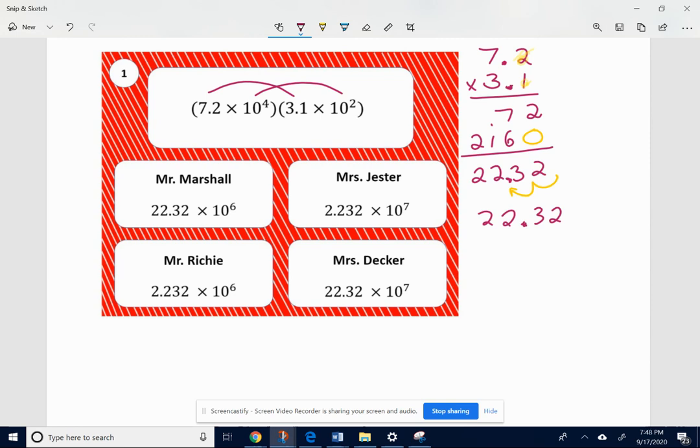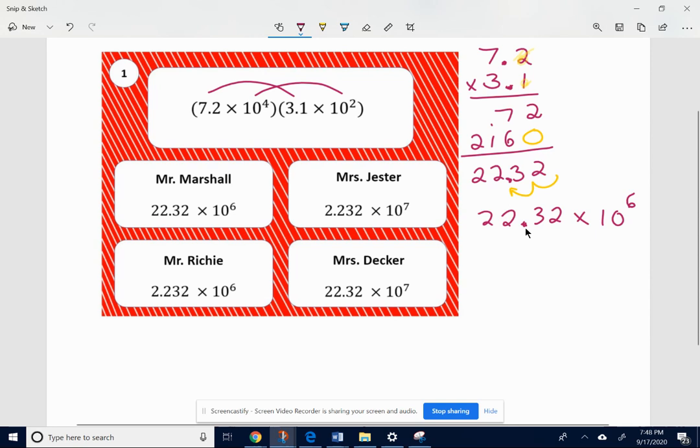Now we need to multiply 10 to the fourth times 10 to the second. When you multiply powers, you keep the base and you add. 4 plus 2 is 6. Most of you got that answer and stopped because you picked Mr. Marshall in the Mad Lib. But the problem is 22.32 is a number that's bigger than 10. This first part is not between 1 and 10, so we've got to fix it.